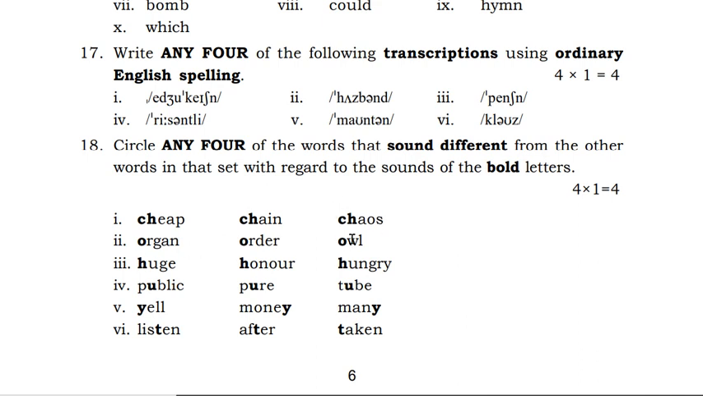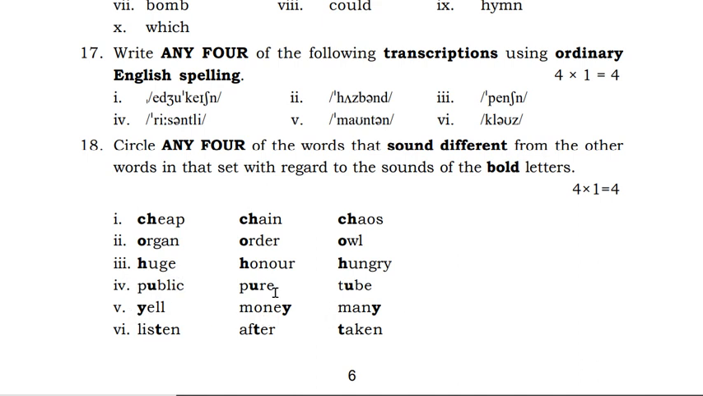Organ, order, owl. So this owl is a different pronunciation. Huge, honor, hungry. Here H is silent. So this is the odd man, that means the odd one. Okay, next: public, pure, tube. Pure, tube, same pronunciation. Public, it is pronounced like a. So public is the different one.